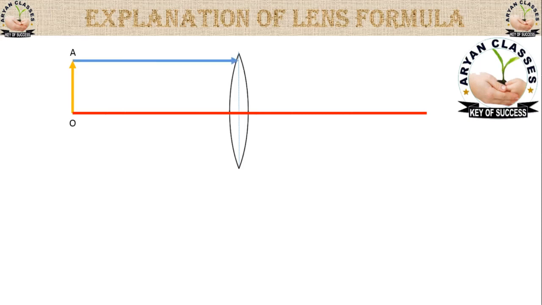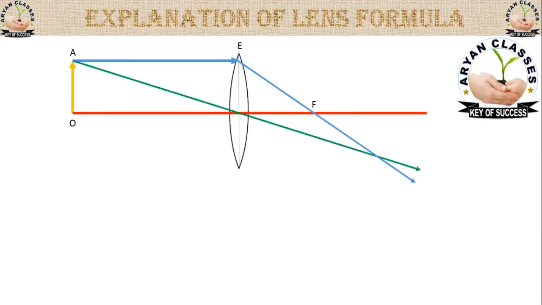This is a convex lens. This is the principal axis, which is passing through the center of curvature of the lens. Here is an object OA which is placed on the principal axis. This is an incident ray coming from the object and meeting a point E of the convex lens. Then it is refracted and passes through F.